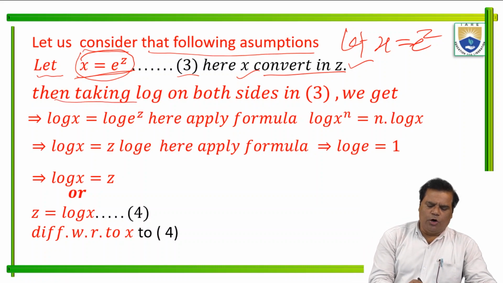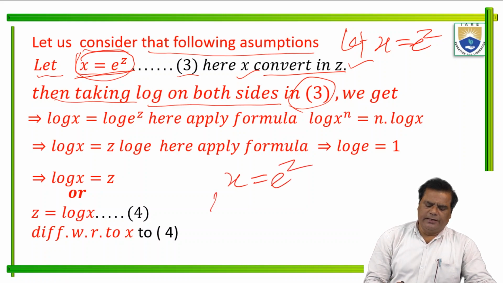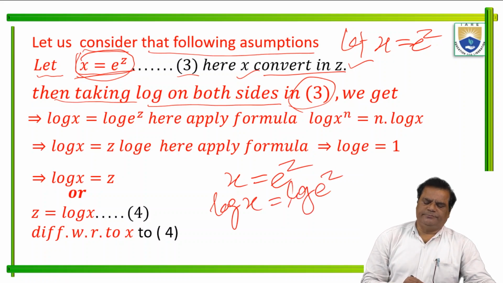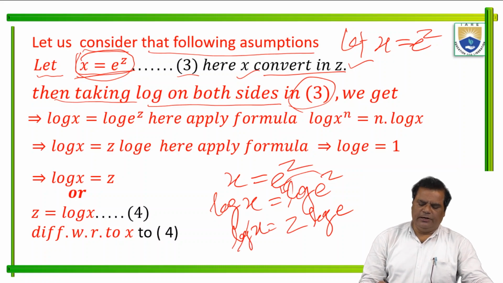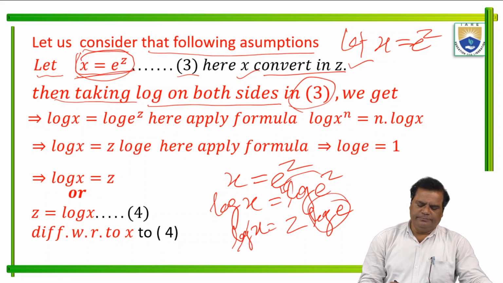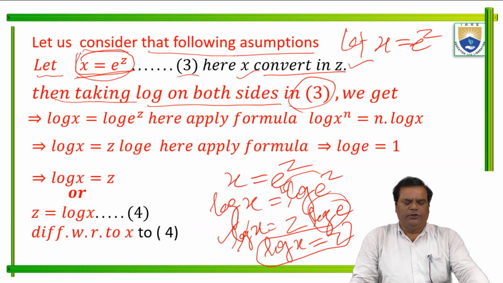Then taking log on both sides in equation 3. Here x equals e to the power z. Taking log x equals log e to the power z. This z goes before log, z log e. Log e is 1. So here log x equals z. Okay, log x equals z.